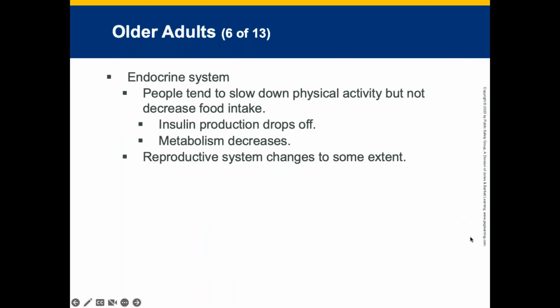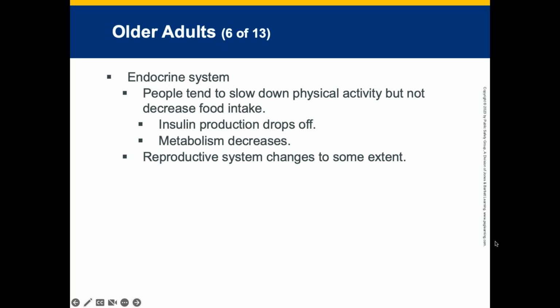So with older adults as well, the endocrine system, people tend to slow down their physical activity, but tend not to decrease their food intake, right? So now we're not as physically active, but we're still eating a crap ton of food, right? So insulin production drops off and metabolism decreases with age, which makes them more prone to diabetes mellitus, more of the type 2 diabetic. Changes in mental status may also be the result of changes in blood glucose levels.